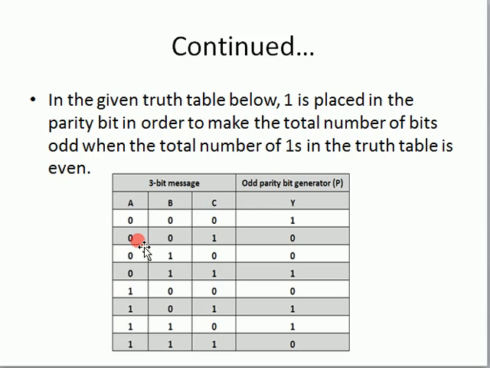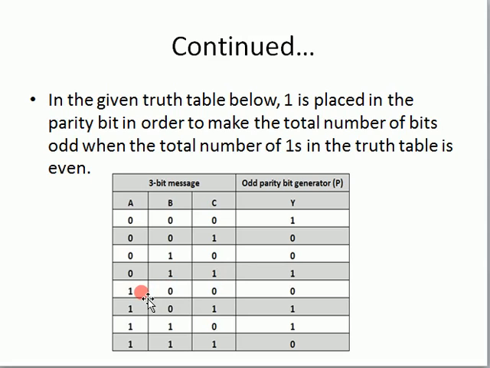In the next combination we have 0, 0, 1. Here we have an odd number of ones at the input side, so we don't need the parity bit to be 1, so we will have 0 here. In the next combination we have 0, 1, 0, so the odd parity bit will be 0 because there is an odd number of ones. In the next combination we have 0, 1, 1. Here at the input side the number of ones is even. We have to make it odd, so we will have 1 at P, at the output side.